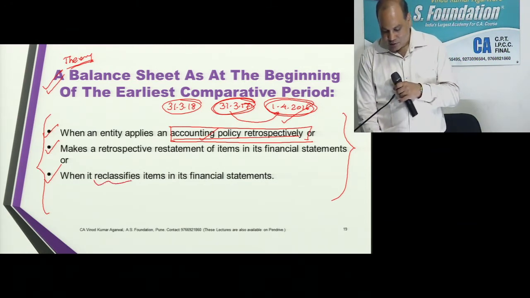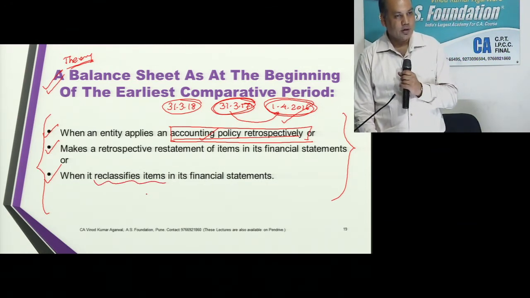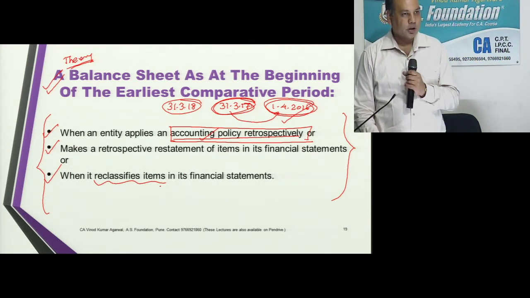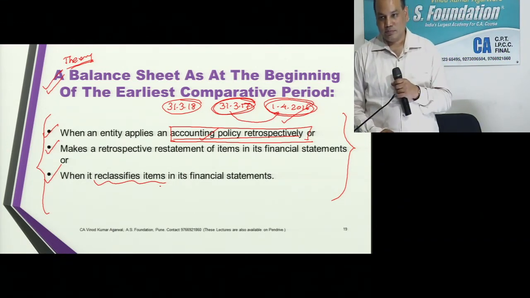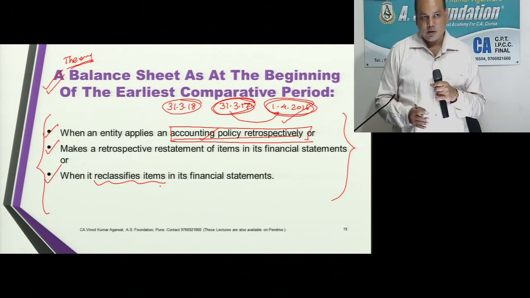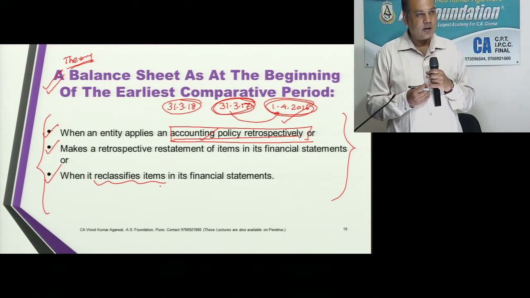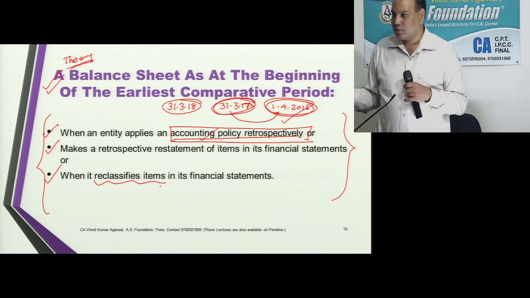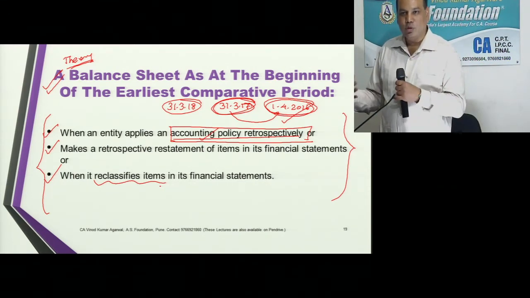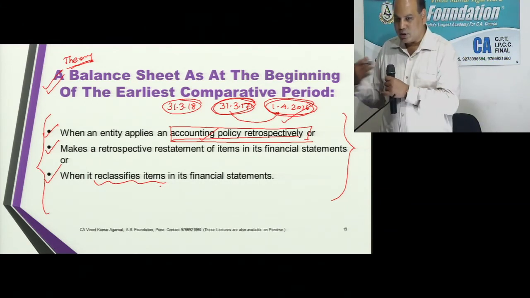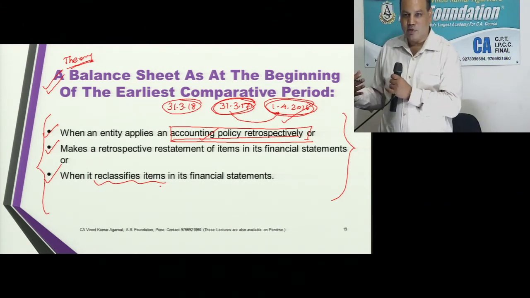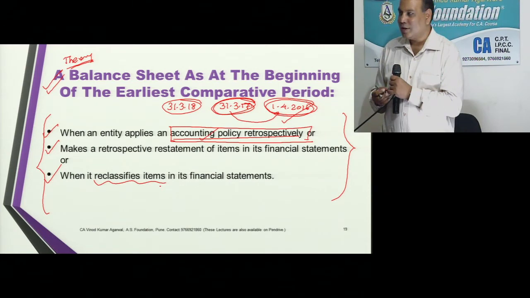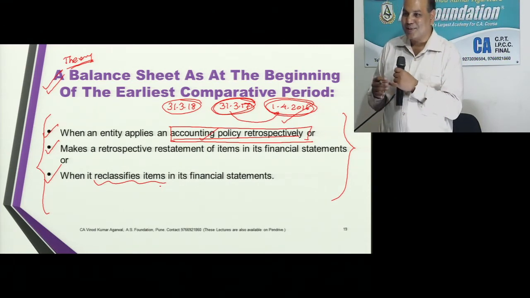And the third situation is when it reclassifies an item in its financial statements, reclassification. Maybe from fixed asset to inventory. Can we reclassify? Yes, if suppose my objective of business has changed. So I was earlier having 10 cars, which I was using only for my business purposes. One car I was using, one car my manager was using, 2 cars my staff were using, 3 cars my teachers were using. But then one day I thought, let me start a car business only.